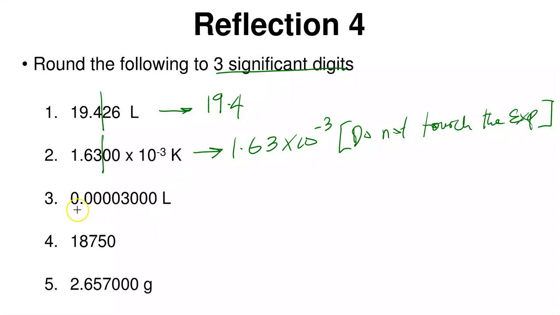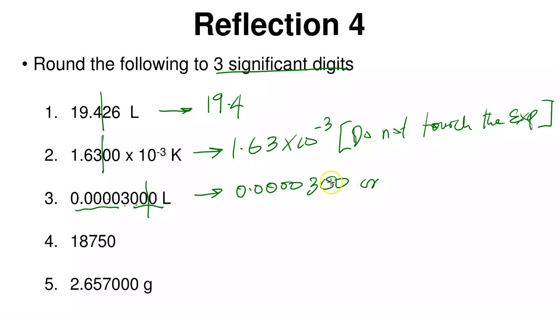So this one, remember, these zeros are not significant, but these ones at the back are significant. But since we're doing it in 3 digits, our interest is 1, 2, 3. So we're going to be stopping here. And the 0, 0 is not up to 5. So we're going to say 0.0. How many do we have? 1, 2, 3, 4, 5. 0.0000. 1, 2, 3, 4, 5. 3, 0, 0.